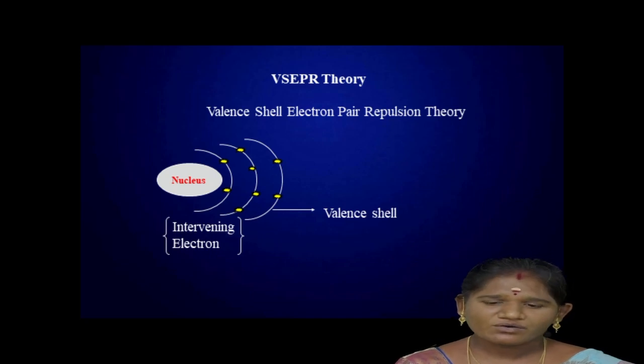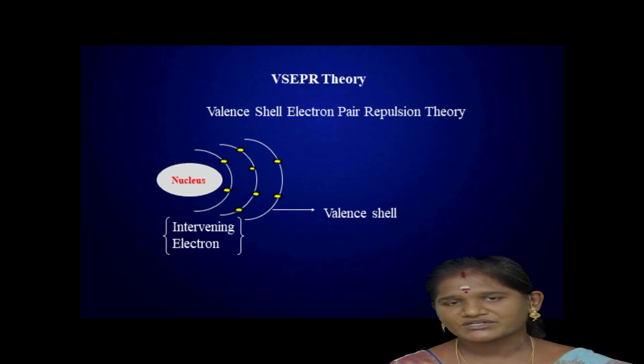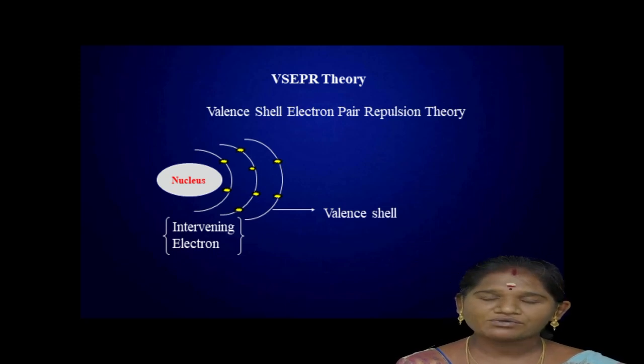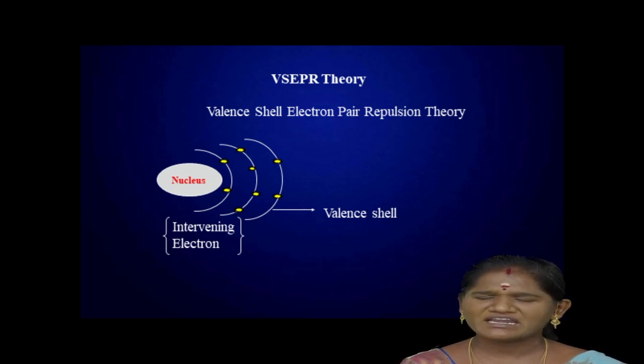Okay, why do we need to study this theory? You remember in the Lewis dot structure, Lewis was not able to explain the shapes of molecules. But this theory is important. It is used to predict the shape of any given molecule.